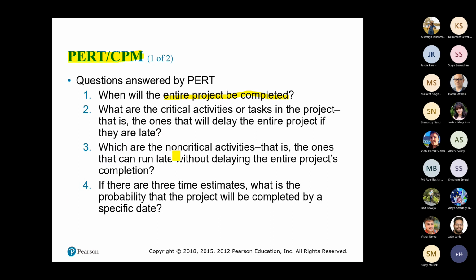Number three, which are the non-critical activities, that is, the ones that can run late without delaying the entire project's completion. In this case, you know that some activities do not delay the project up to a certain threshold. For example, you can delay them 1 day, 2 days, that's fine. So if you know those activities, it gives you some flexibility, okay?